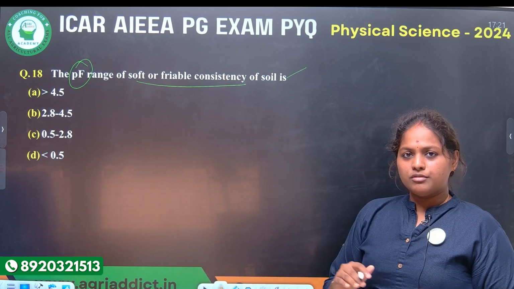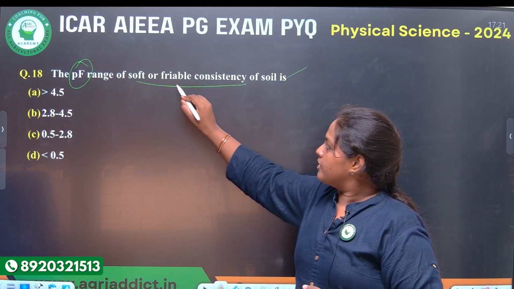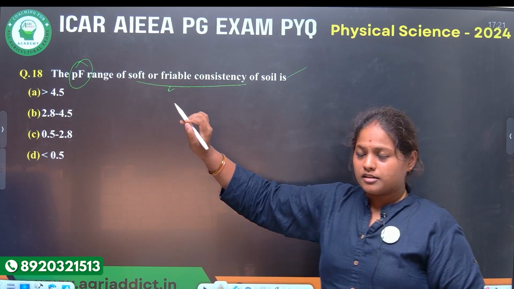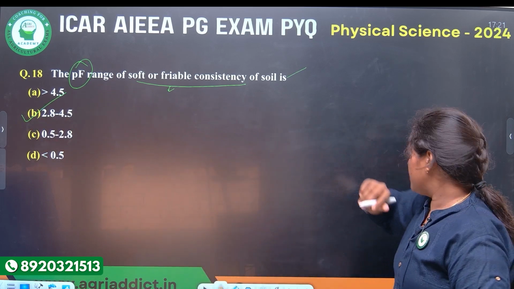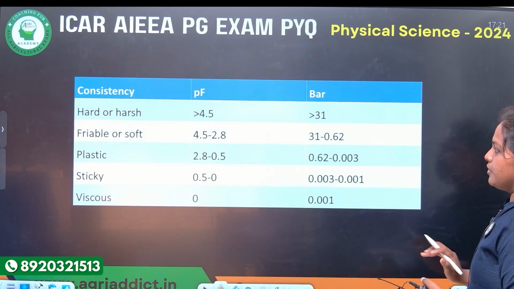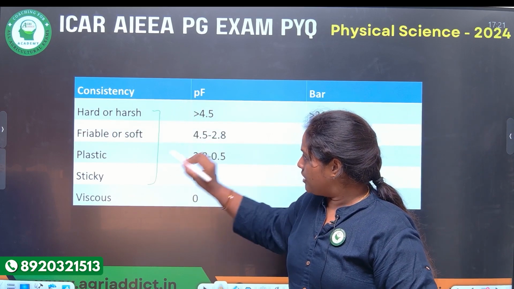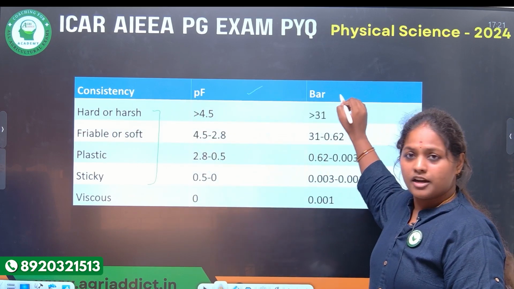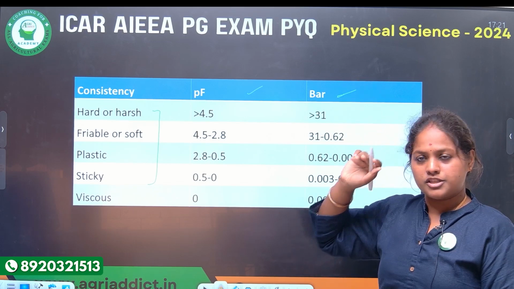It is related to soil, water and suction relation, right? So for soft and friable consistency, the PF range is 2.8 to 4.5. And another most important observation you have to make is, with change in consistency, PF is going to change and relative soil moisture pressure is also going to change.